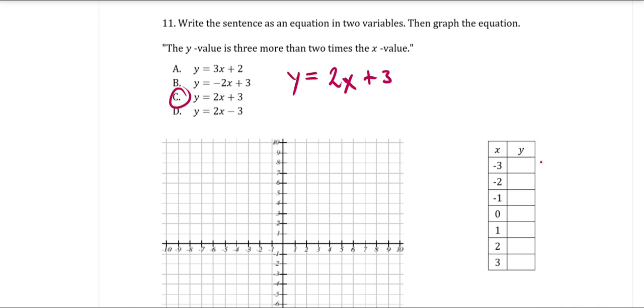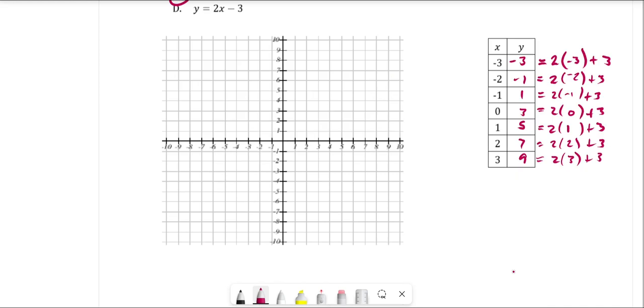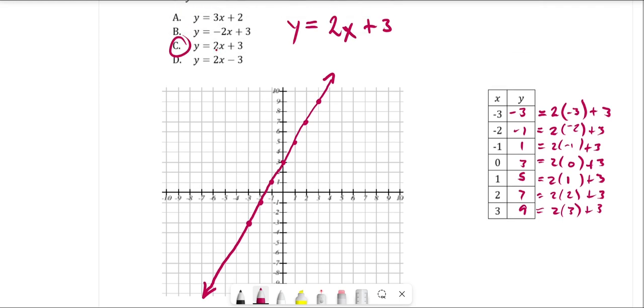To fill out the table, we simply plug in x into that equation and evaluate. And we want to do that for each and every one of these as such. We then plot those points and connect the dots, extending the line appropriately. And we notice that as predicted by, say, slope-intercept form, we have a y-intercept of 3 and a slope of 1 up 2, a slope of 2.